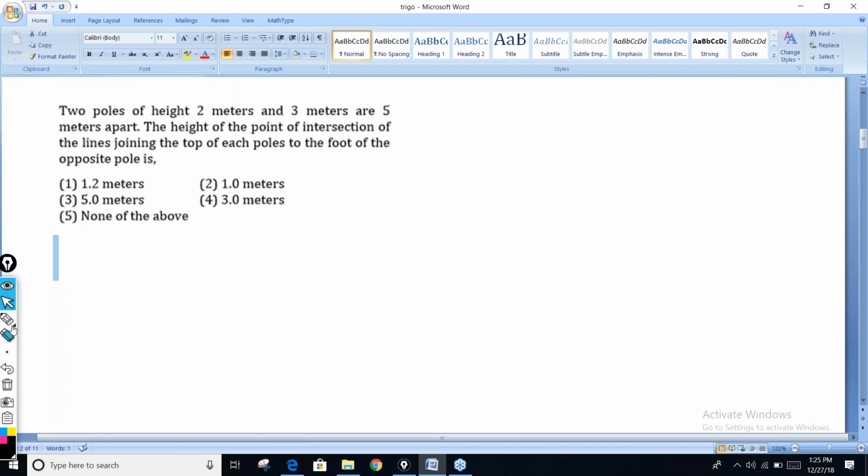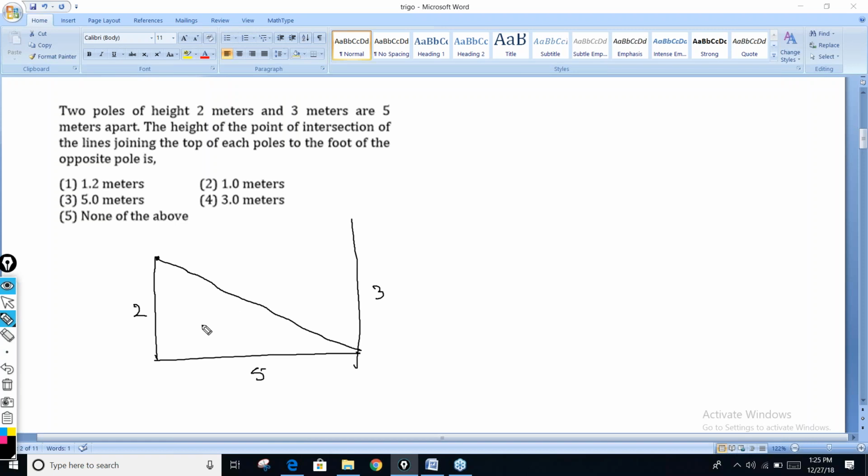This question says the two poles of height 2 meters and 3 meters are 5 meters apart. The height of the point of intersection of the line joining the top of each pole to the foot of the opposite pole. So line joining the top with the foot of each pole, we need to find out the height of this. This is mostly, as such I should say, not a trigonometry question. It's kind of a similarity based question. So either you can use the similarity in these two triangles to get the answer.